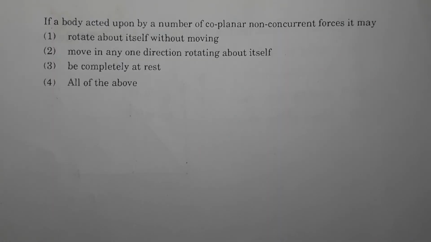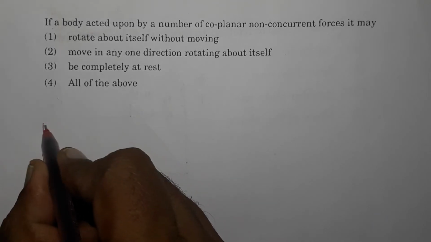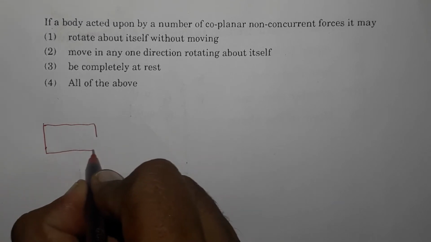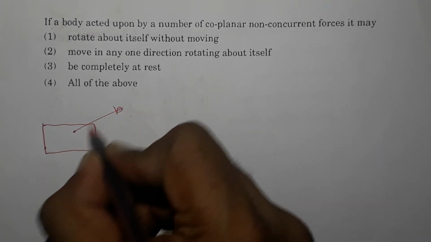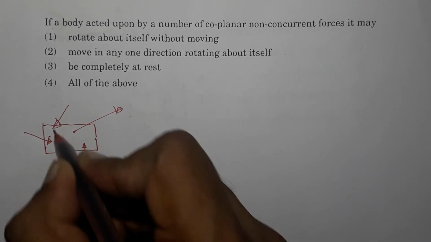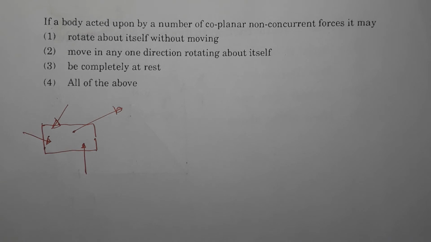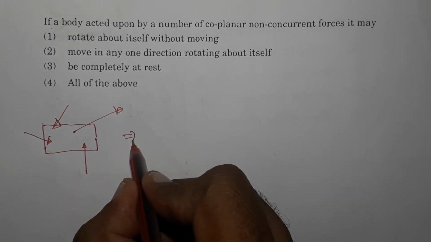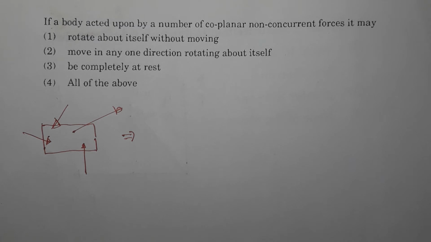Question number 7. If a body is acted upon by a number of coplanar non-concurrent forces, it may, and the 4 options are given. Now, in order to explain this question, I am considering a certain body and let it be subjected to a number of non-concurrent forces like this. In such cases we always reduce the given system of forces into a single force, and that is how we deal with the resultant of the given force system.